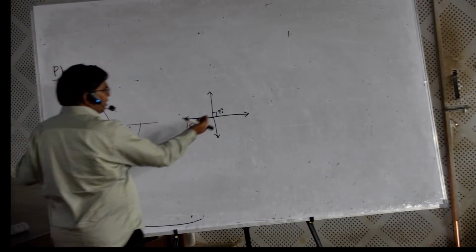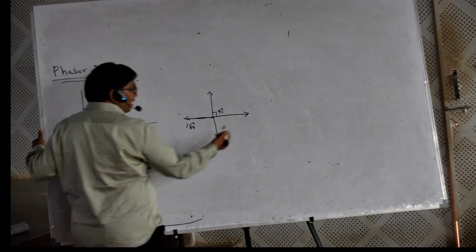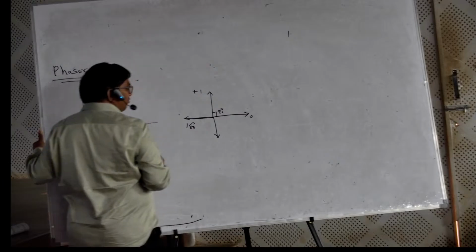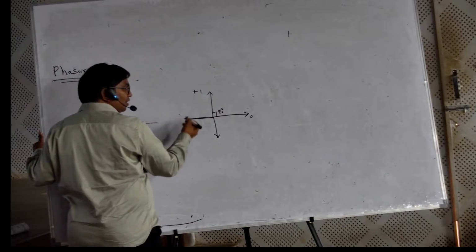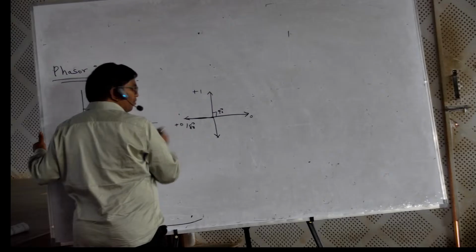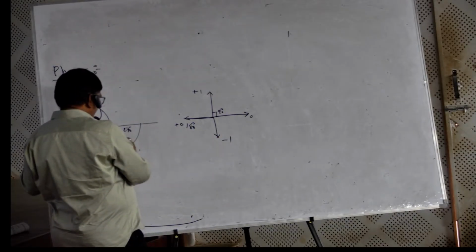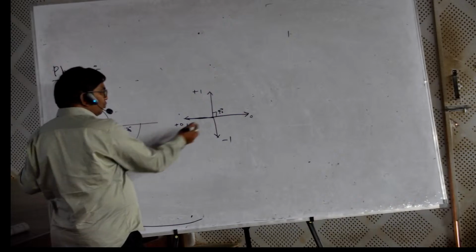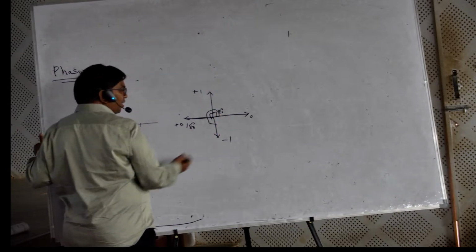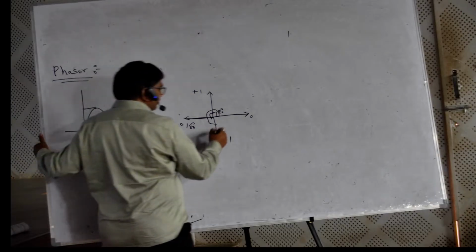90, 180, 270. What is the value here? 0. What is the value here? Plus 1. Here also 0. Here minus 1, see 270. Now again 0. Again it is shifting here.